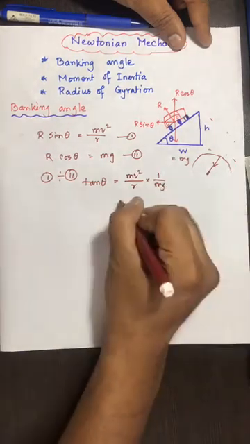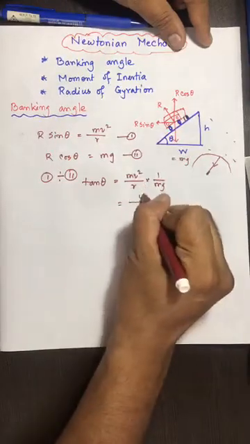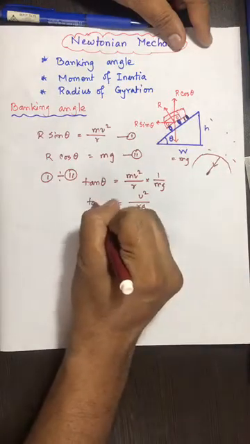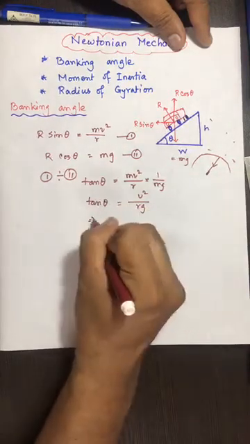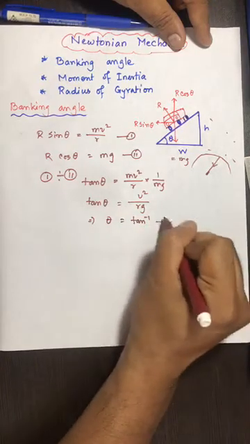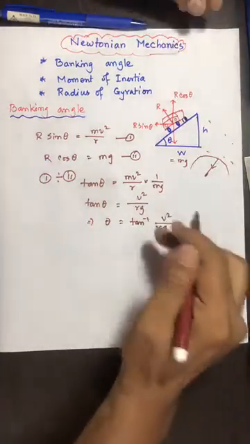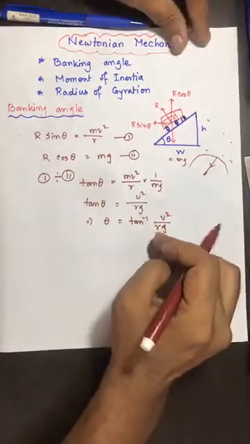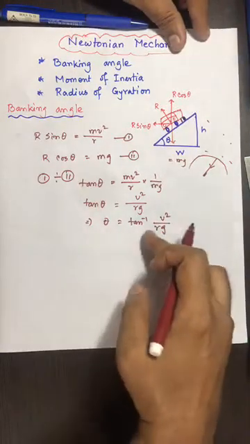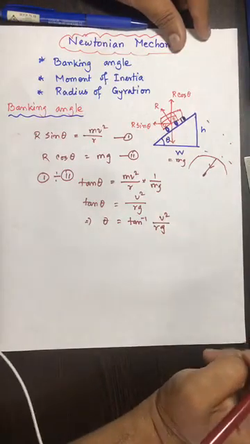So we get m v square by r m g, and m is cancelled, leaving rg. Okay, tan theta equals v square by rg. So theta equals tan inverse of v square by rg. If a car moves with a definite velocity and the radius of this track is r, then we can find the banking angle: theta equals tan inverse of v square by rg. Okay, got it, guys? Clear?